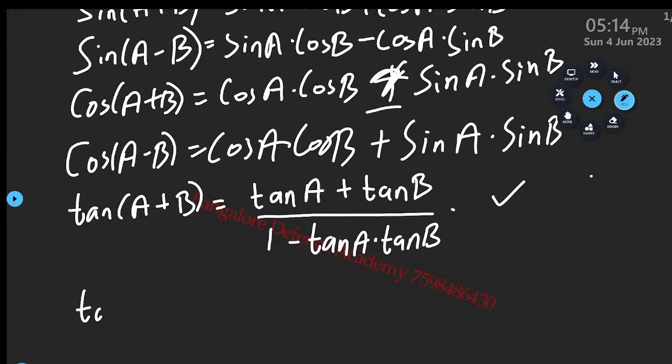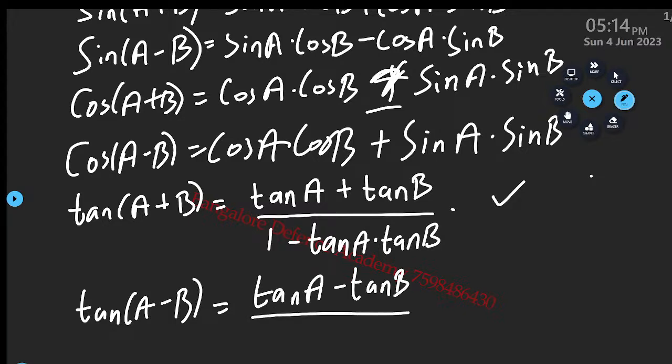Okay, next you have tan of A minus B. What is the formula? Tan A minus tan B divided by 1 plus tan A tan B.